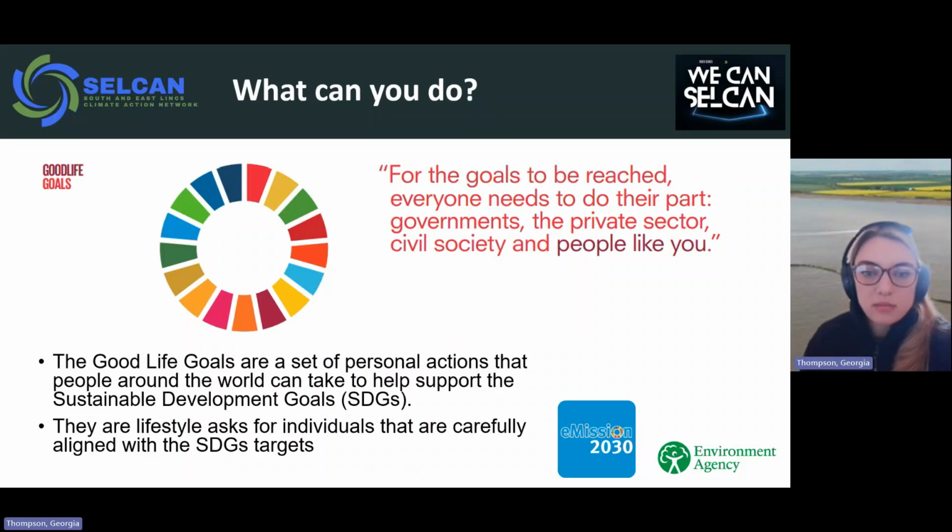So Good Life Goal 7, use clean energy. Find out where your energy comes from is number 1. Number 2 is save energy where you can. Number 3 is renewable energy for heat, light and power. Use it if you can. Number 4 is buy from companies powered by renewable energy. And number 5 is to demand clean, affordable energy for everyone.